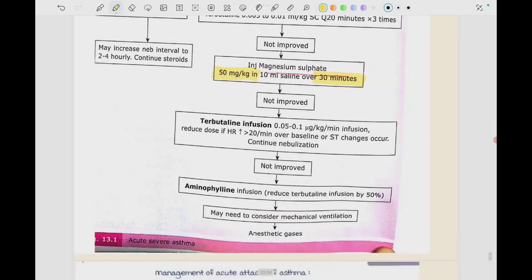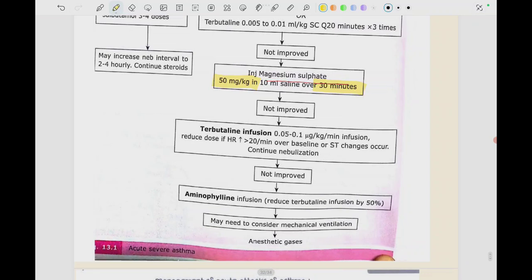Even after giving magnesium sulfate, if the patient has not improved, we can give terbutaline infusion. For terbutaline infusion, the dose you have to remember is 0.05 to 0.1 microgram per kg per minute infusion, and reduce the dose if the heart rate increases by more than 20 per minute over the baseline, or ST changes can be seen. Then we have to stop the terbutaline infusion. If even after this terbutaline infusion the patient has not improved, we can use aminophylline infusion. And if we are giving aminophylline infusion, we have to reduce the terbutaline infusion by 50%. Then we may need to consider mechanical ventilation and anesthetic gases.